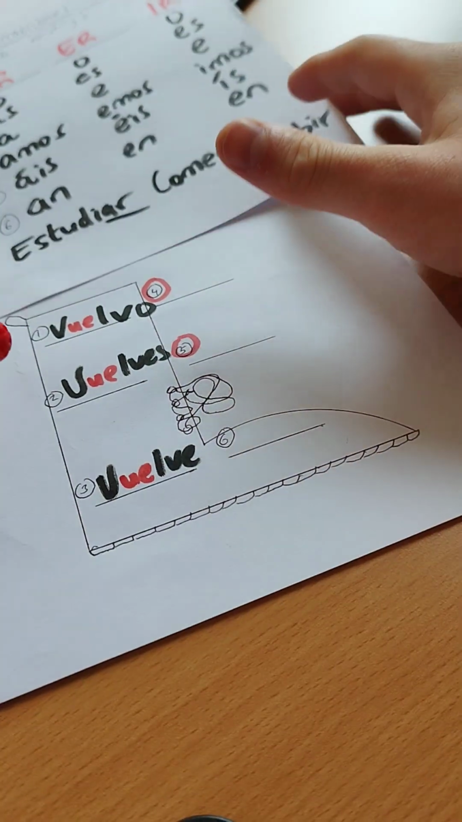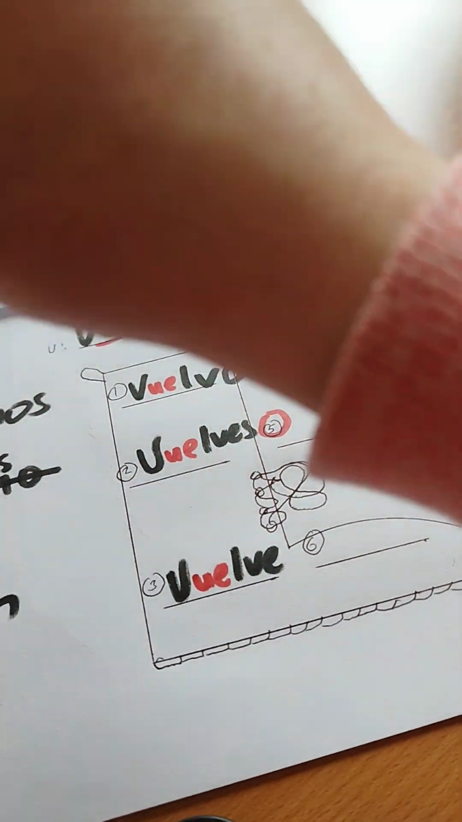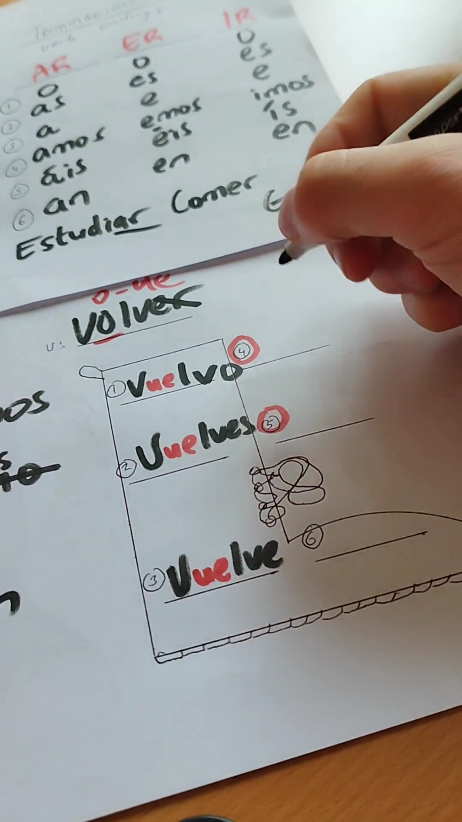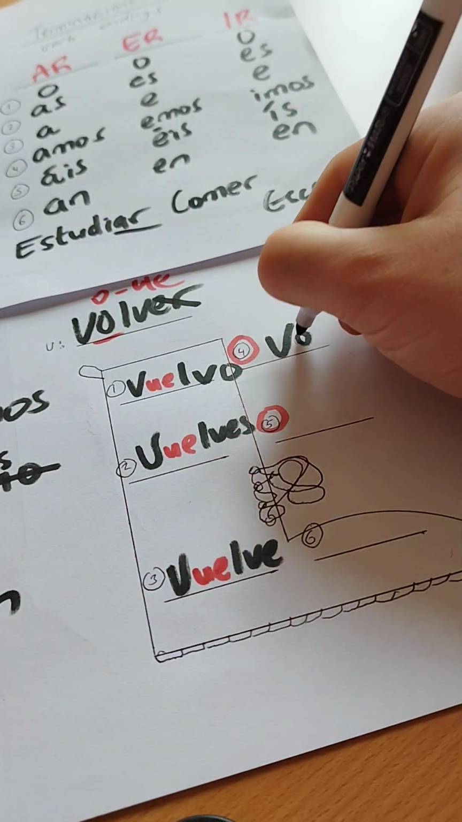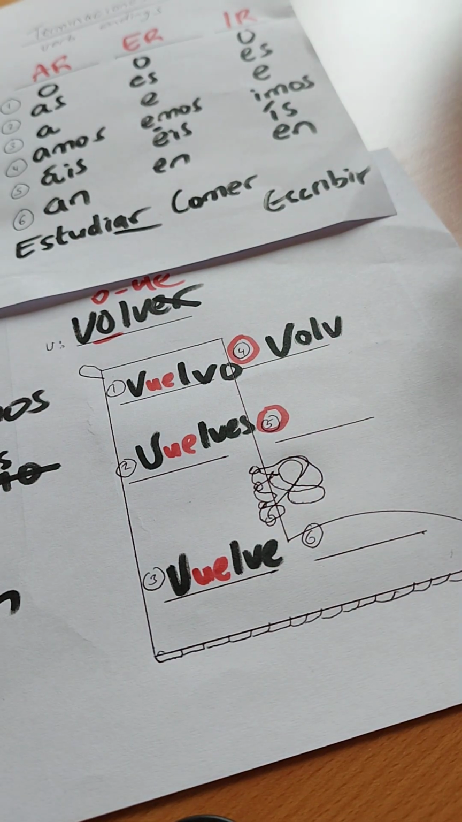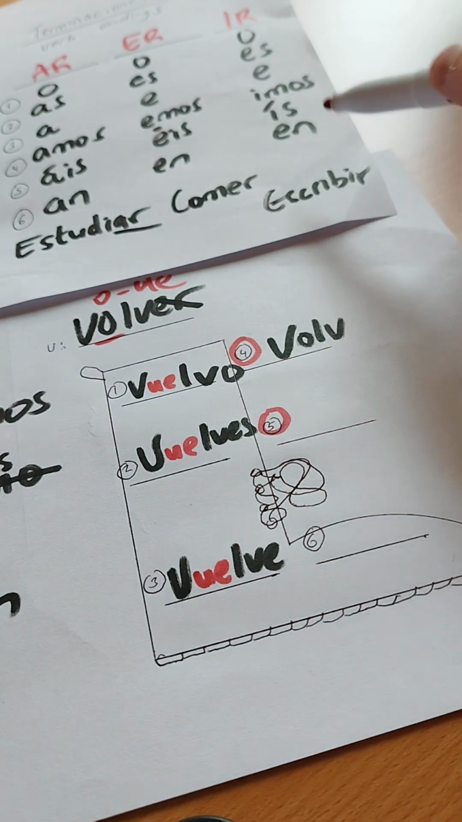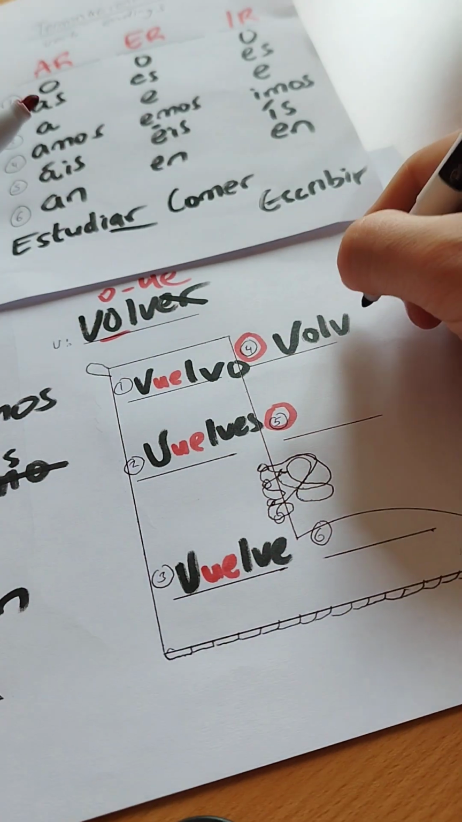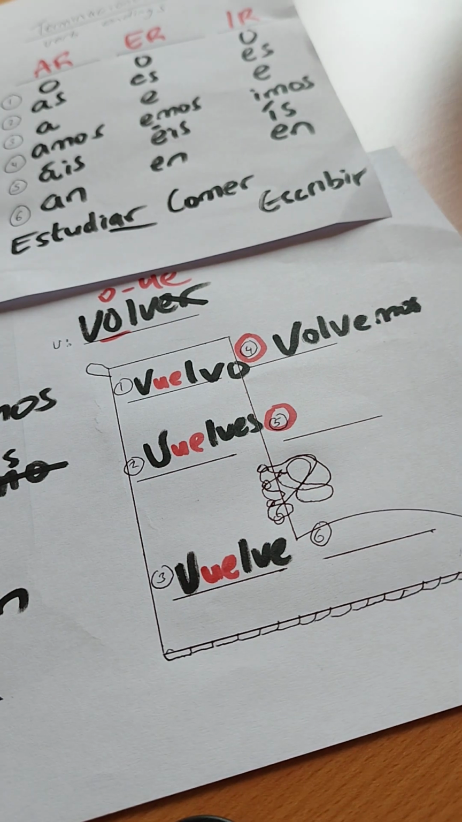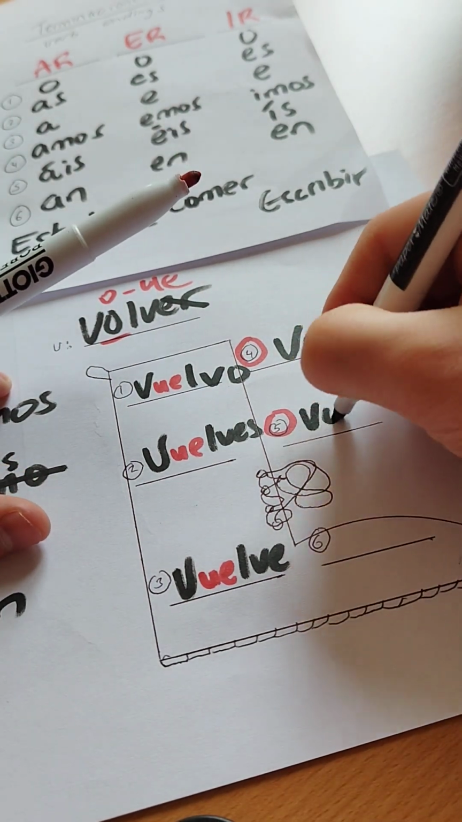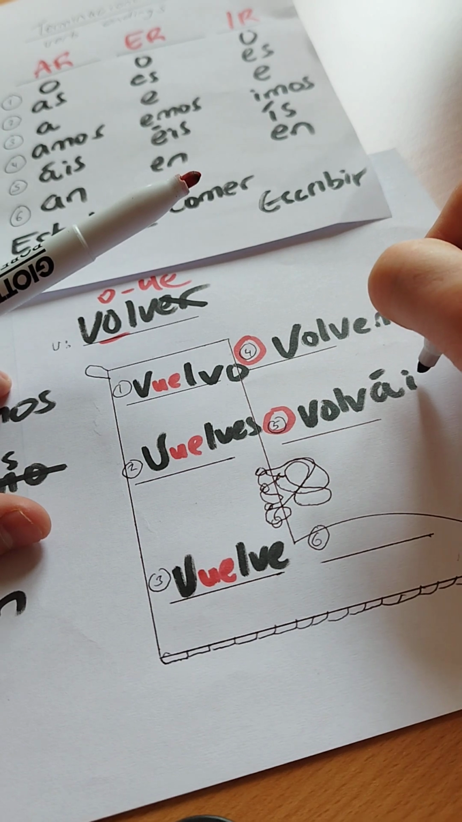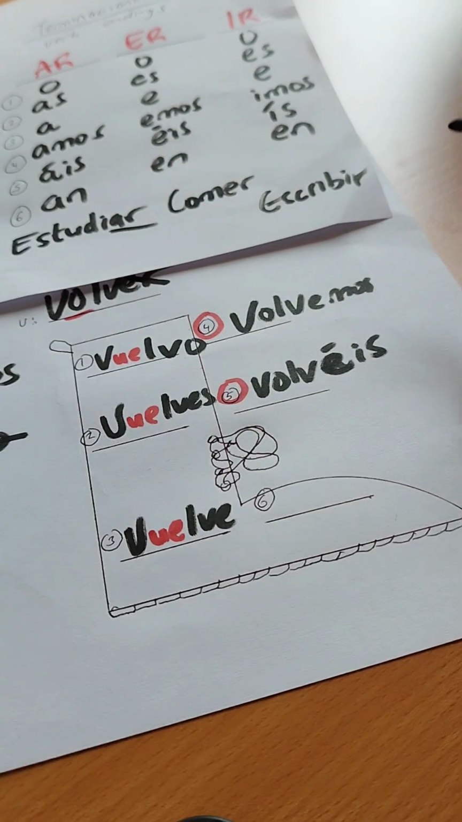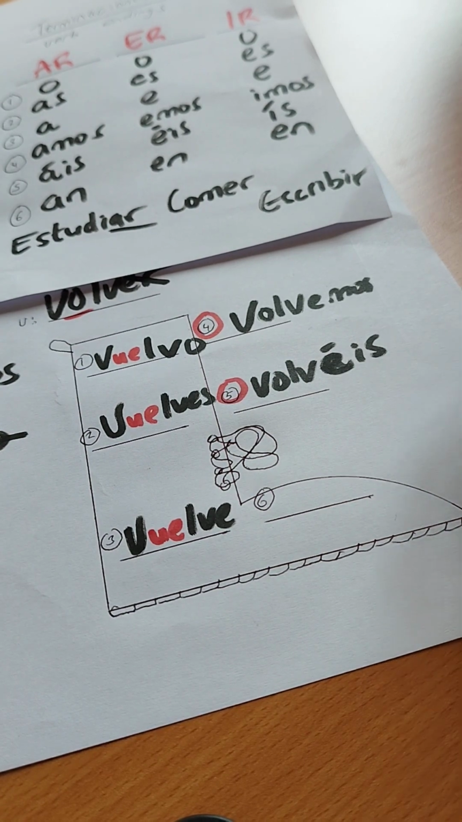Then going back to this part, the confusing part. We write out this part without the UE change. So it is V-O-L-V. Then volvemos, because it's an ER verb. Do we all get that? 5 is volvéis. Sorry, volvéis, because it's an ER verb. See, I make lots of mistakes as well.